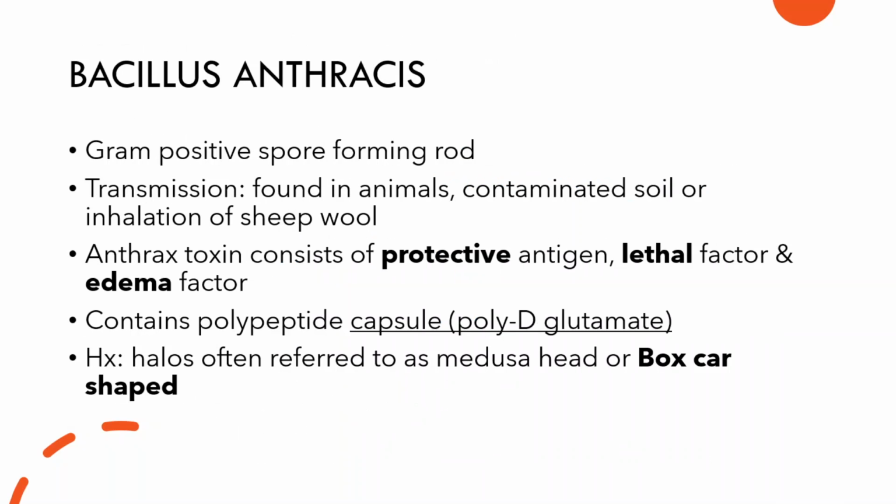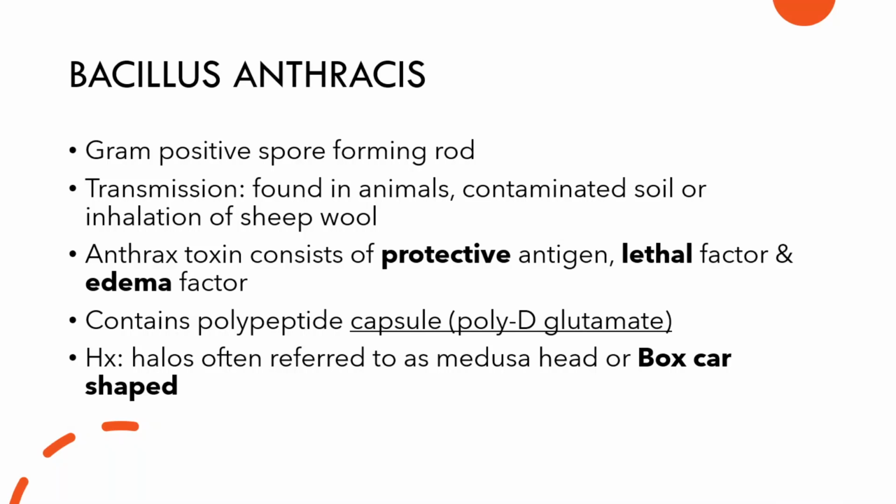Then we got Bacillus anthracis. Anthrax is a gram-positive spore-forming rod. The transmission is that it's found in animals, contaminated soil, or inhalation of sheep wool. Anthrax toxin consists of three types of toxins, which is protective antigen, lethal factor, and edema factor. So that's protective, lethal, and edema factor. It also contains a polypeptide capsule that contains a poly-D-glutamate component.